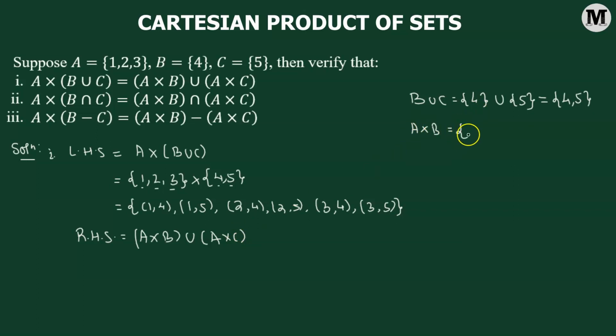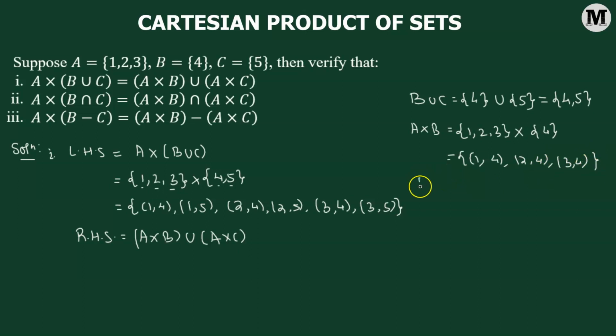Now let's try to find out the Cartesian product of A and B. Now A contains three elements. So we have the set containing three elements, 1, 2 and 3. We're going to find out its Cartesian product with the set B containing a single element, which is 4. So there will be three ordered pairs. So we have 1, 4, 2, 4 and 3, 4. The procedure remains the same. It's very important to follow the order.